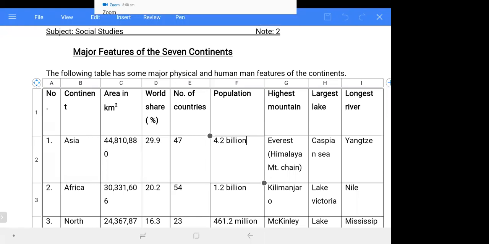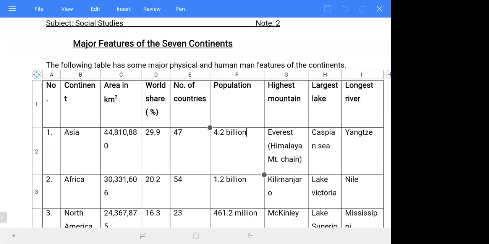Then when you see the population, you know that Asia is the most populous continent, followed by Africa. So the population is 4.2 billion.